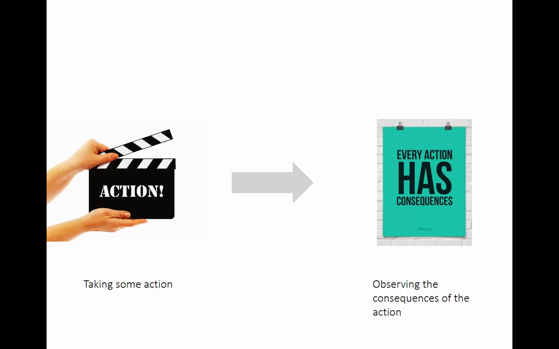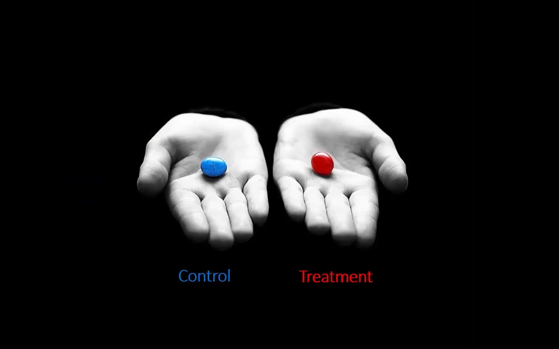In experiments, we take action and then we observe the consequences of that action. And we call that action treatment. So at the end, it's as simple as that. You give some people a blue pill, some people a red pill. And this idea might be obvious to you when it comes to medical research, for example. That's the idea we can use in the social sciences.